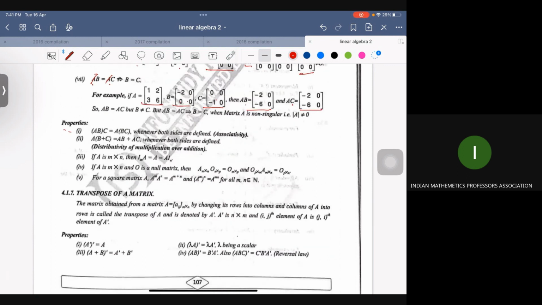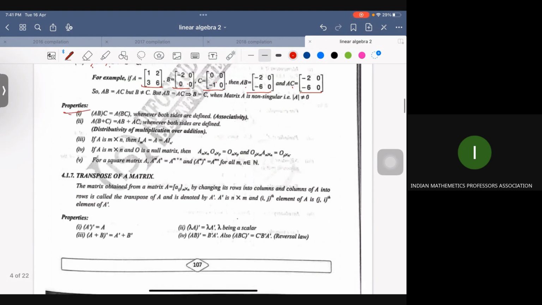The properties of matrices. Associativity under multiplication is defined for matrices: AB into C is equal to A into BC, and distributivity over addition is also satisfied. If A is a matrix of order m by n, then we can multiply identity matrix of order m, and we will get the same matrix A. We can pre-multiply, and also we can post-multiply. In both cases, we will get the same matrix A.